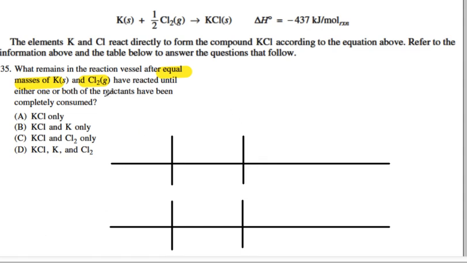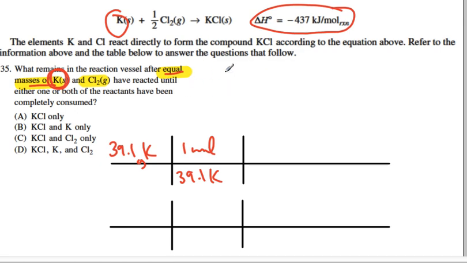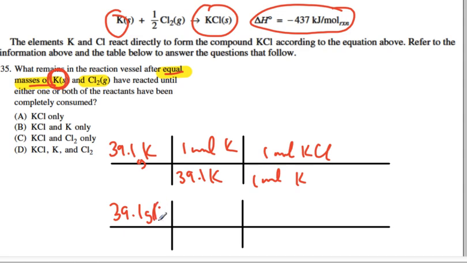Next one. Some of you guys had trouble with this. They ask you equal masses. Whenever they tell you equal masses, the trick on the AP exam is whatever the first one is listed, you pick that as your mass. So K, if you look on the periodic table, is 39.1. So I'm going to say 39.1 grams of K, and the molar mass of K is 39.1, so 39.1 grams of K is equal to 1 mole of K. Oh, they're asking me limiting reactant, so KCl actually. So 1 mole of K is equal to 1 mole of KCl. Then I'm going to take the 39.1 grams of Cl2 here.